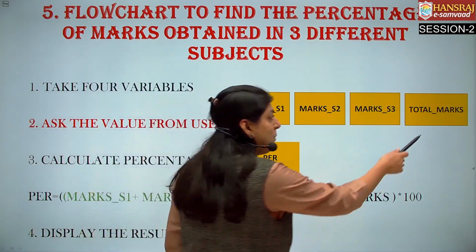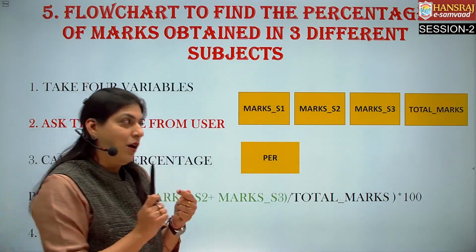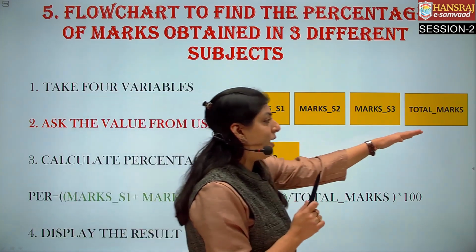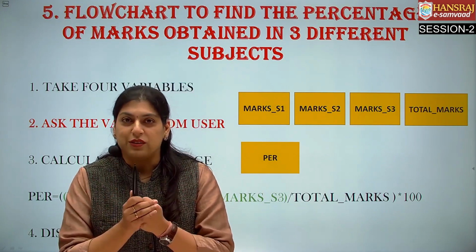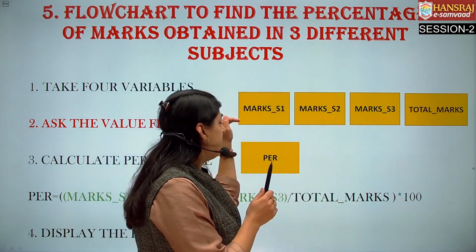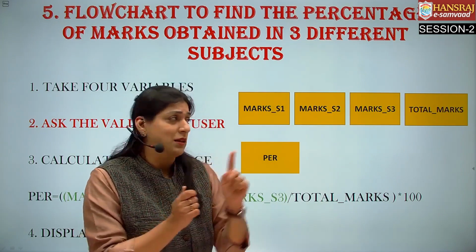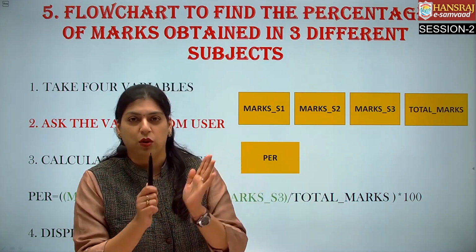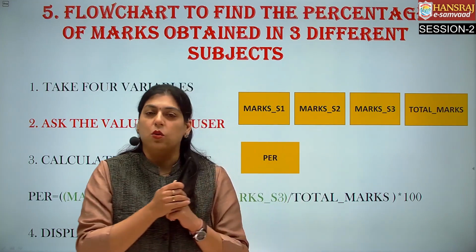This total variable could be the total marks in one subject, or we can consider it as the total marks in all 3 subjects. It's up to you how you make the logic for that. So let us assume this total marks represents the total marks in these 3 subjects, and what the student has obtained individually, I am storing in marks underscore S1. So the name of the variable I have taken is marks underscore S1.